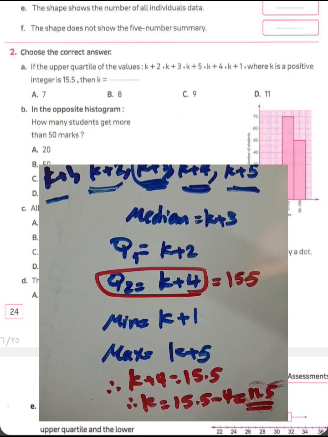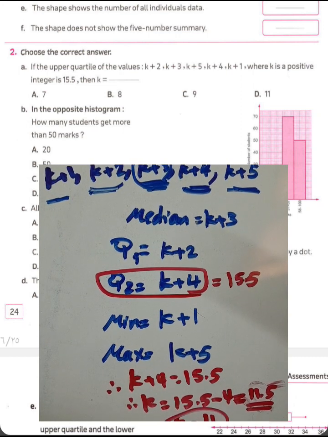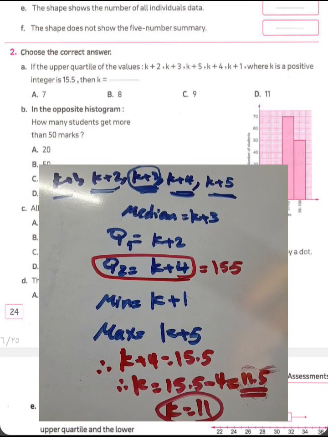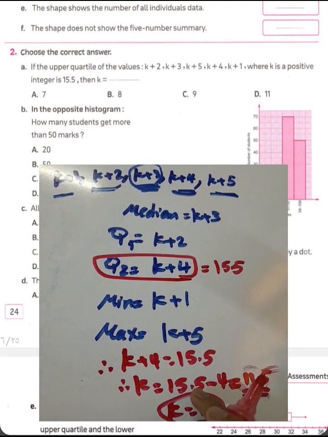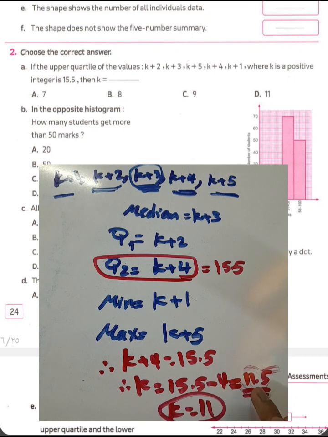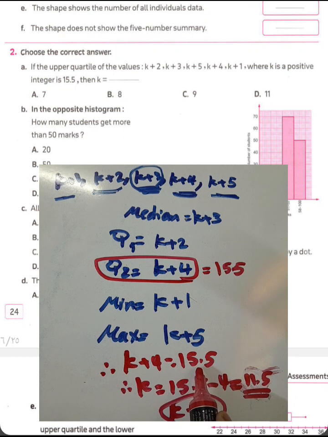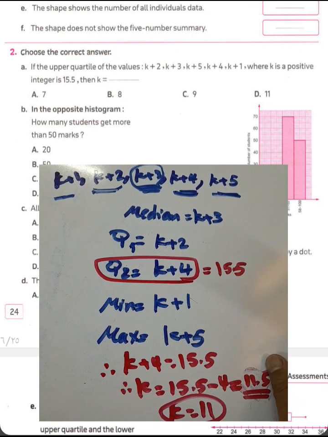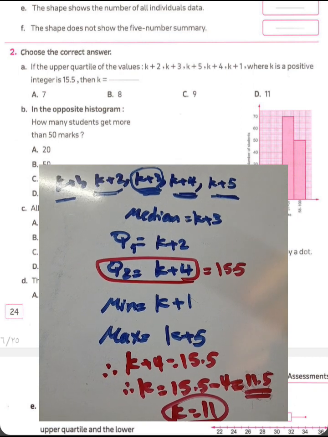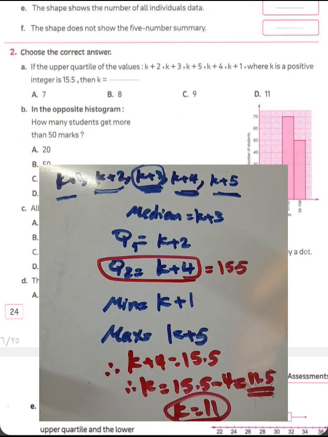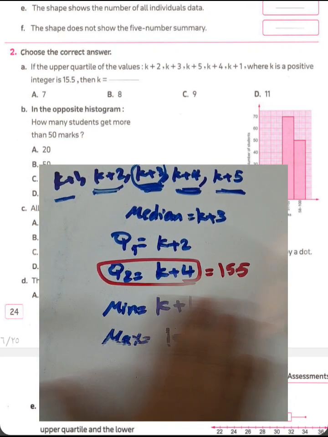We do not write the half, then k will be equal to 11. Okay, understood? Because he tells us in the example k is a positive integer. 4 subtracted from 15.5 equals 11.5, because k plus 4 equals 15.5. 15.5 is a decimal and 11.5 is a decimal number, but he tells us k is an integer, then k will be equal to 11. Choose letter D. Next question.